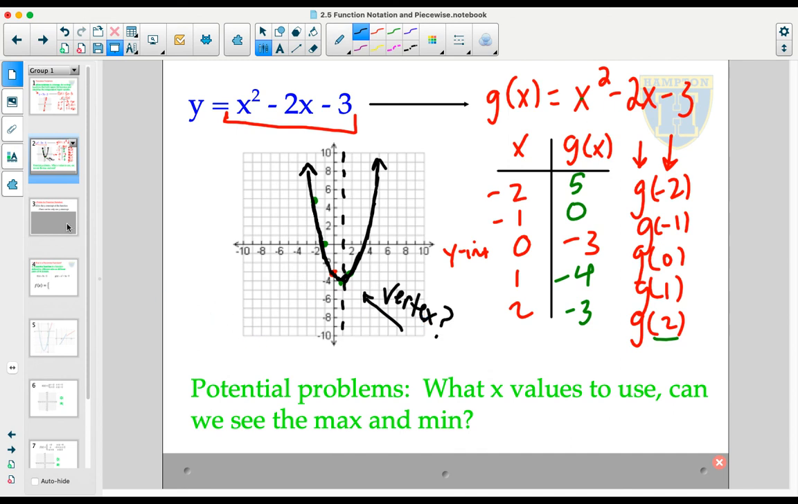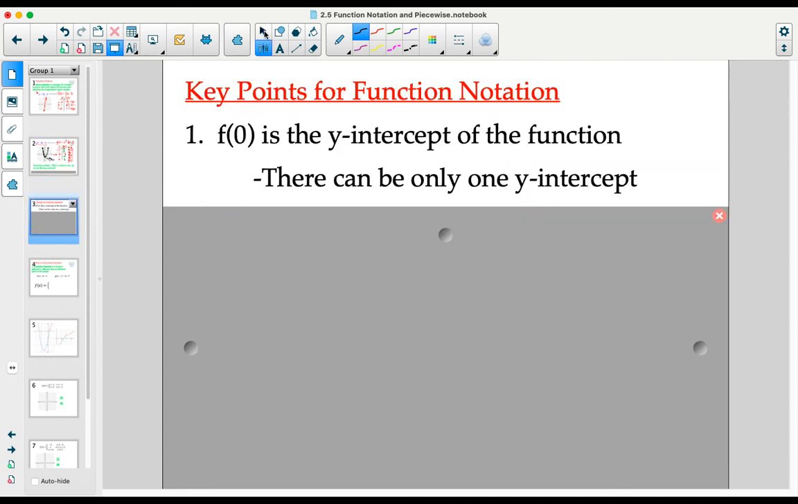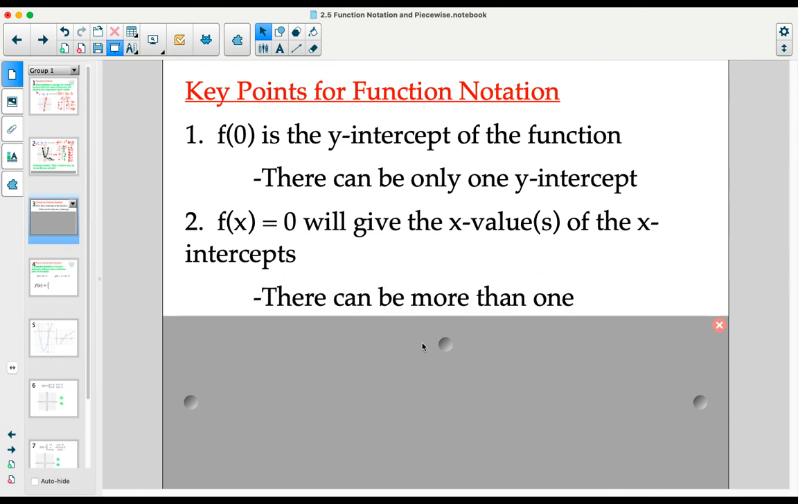So, some things to remember about function notation. First is one that we've already talked about. f of 0 is the y-intercept of the function, and there will only ever be one. You lose the descriptor of being a function if you had more than one y-intercept. That means 0 would have to map to 2 different places, and that's impossible. So there's only going to be the one y-intercept.